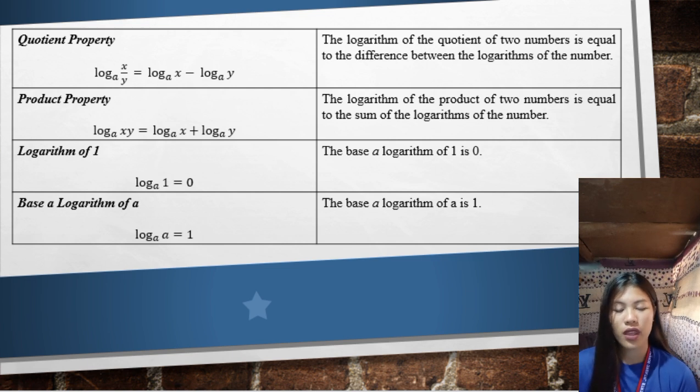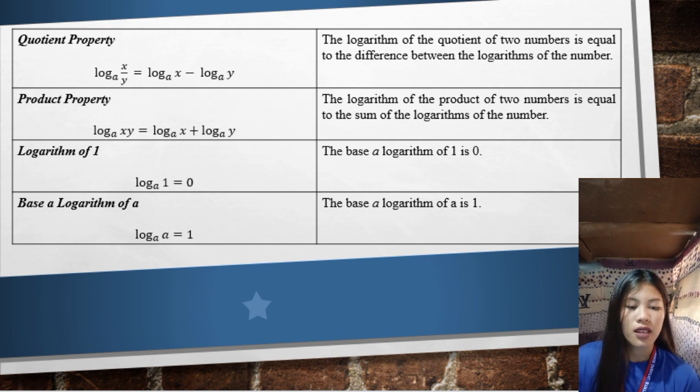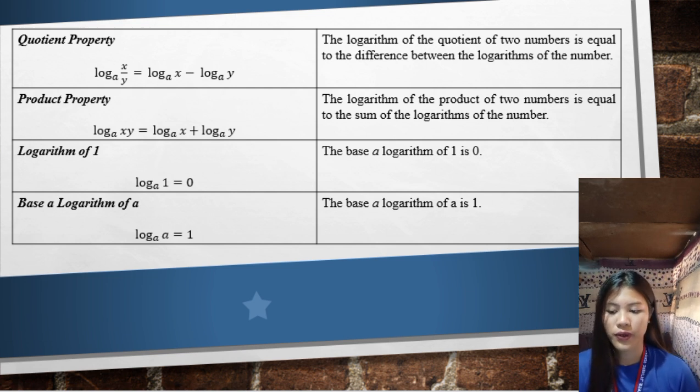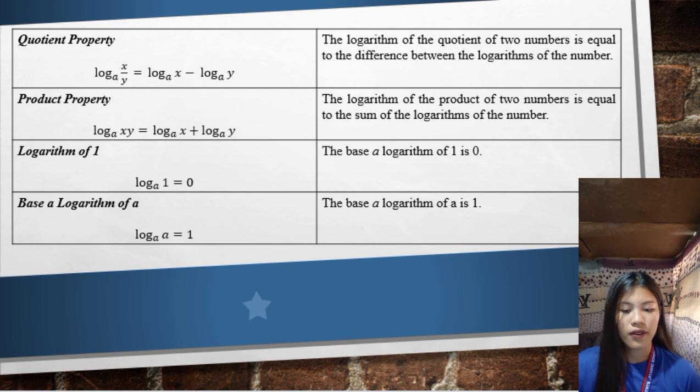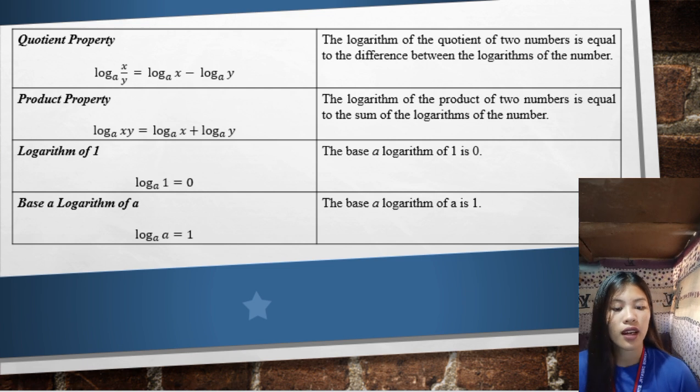We also have the logarithm of 1, which is mathematically expressed as log base a of 1 is equal to 0. This states that the logarithm of 1 to any base is always 0. Lastly, we have log base a of a. The log base a of a is 1. Meaning to say, any number raised to the power of 1 equals itself. And this is mathematically expressed as log base a of a is equal to 1.